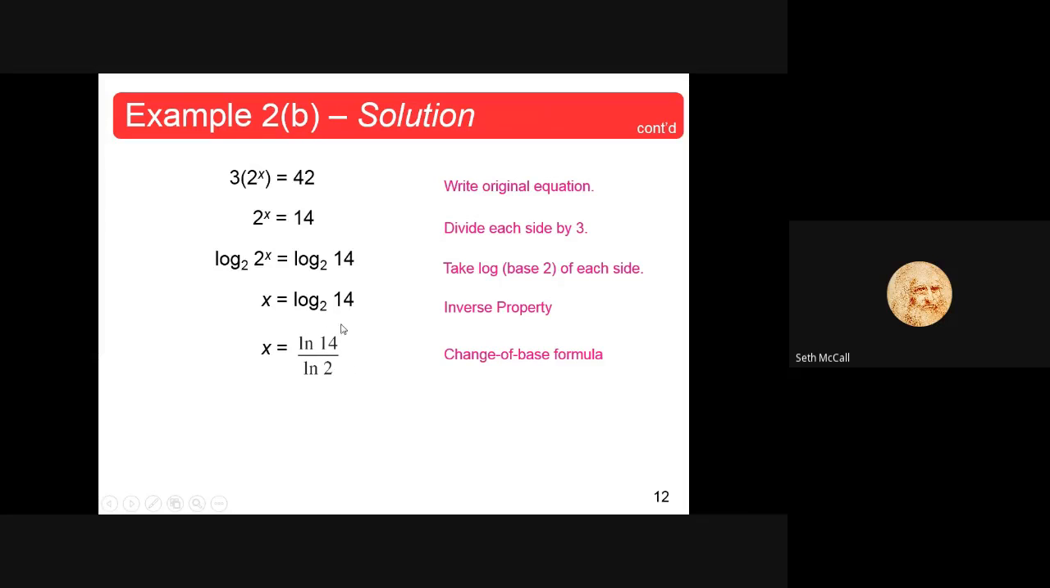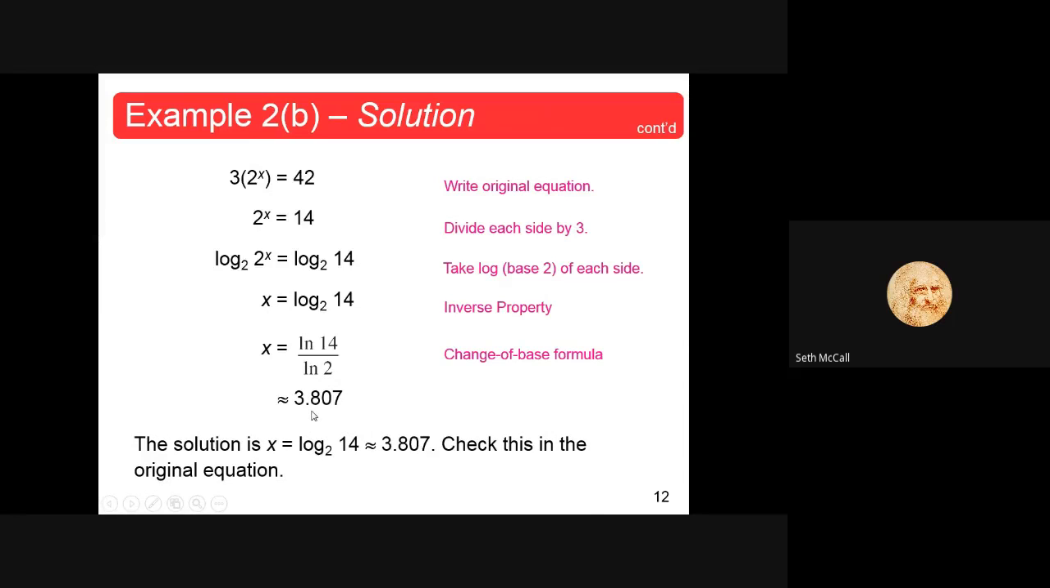All right, guys. From there, you're going to utilize your change of base formula, which allows you to take log base 2 of 14 and rewrite it. You can rewrite it either as natural log of 14 over natural log of 2, or you could have just written log of 14 over log of 2. Either way is going to be fine. It's going to give you the same answer. And the answer to that is approximately 3.807.